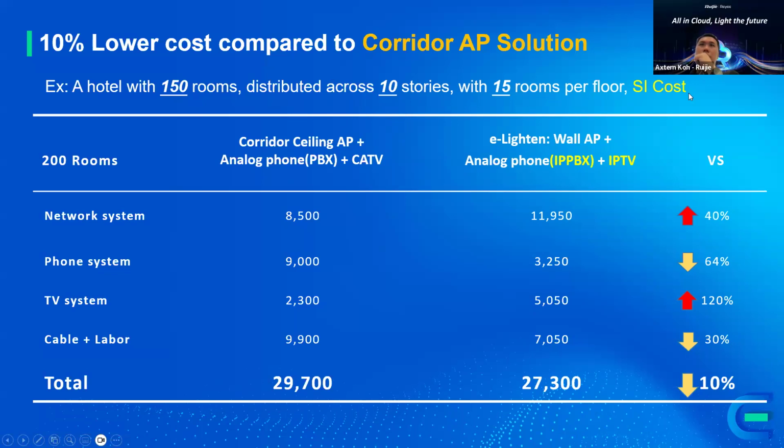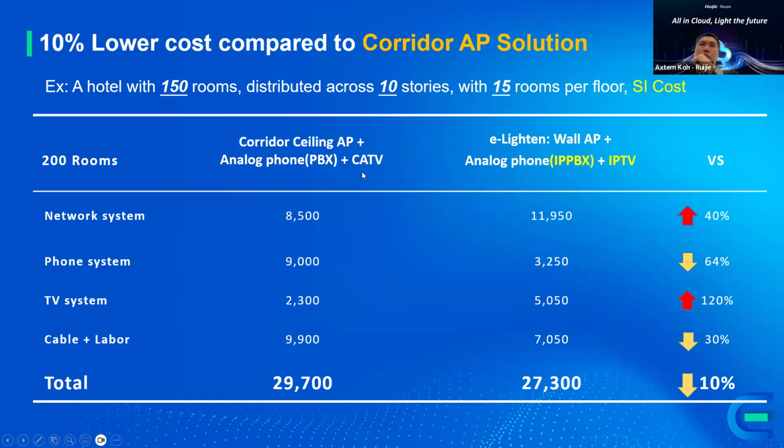So for some of the SI cost, if you place the corridor ceiling AP, they also have the analog phone PBX. They have two infrastructures: one is a network cable, another is a phone cable. So they will double up their cost.